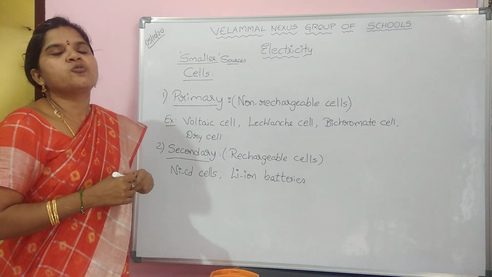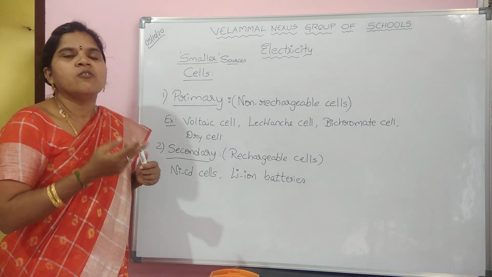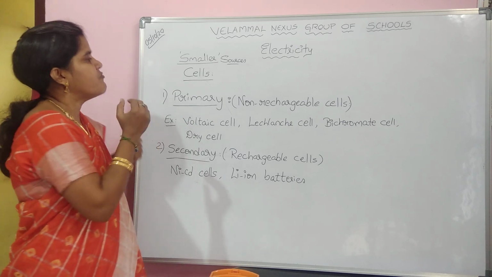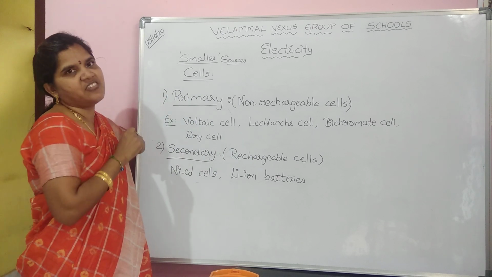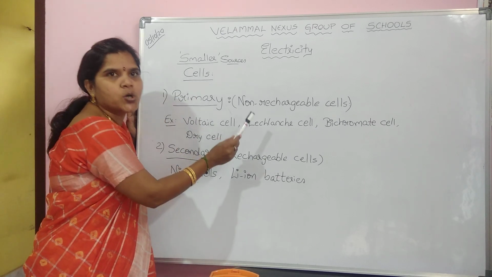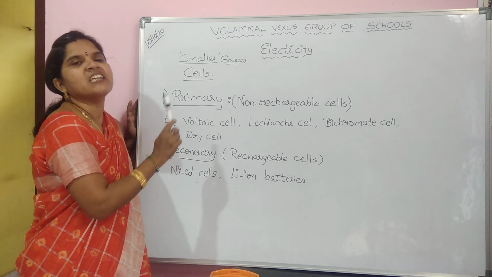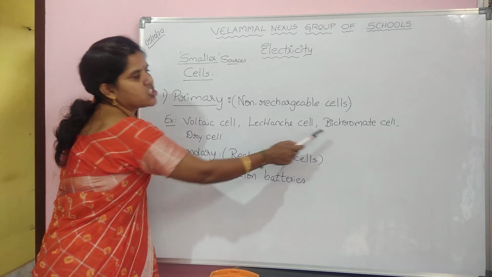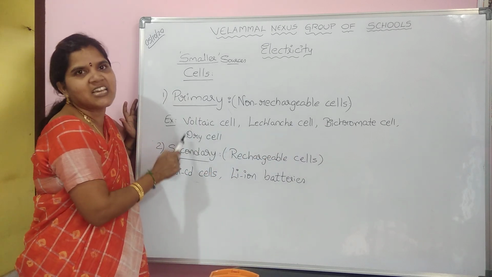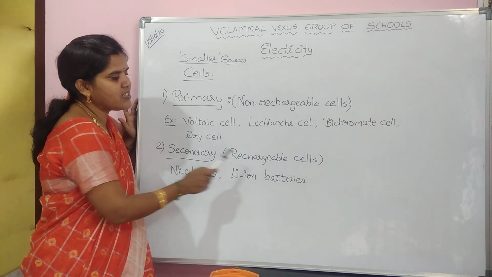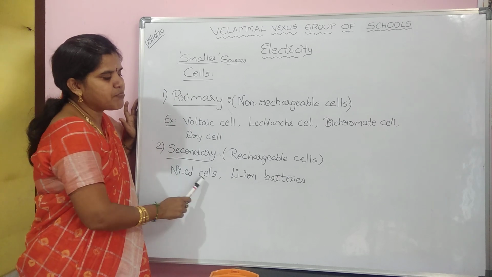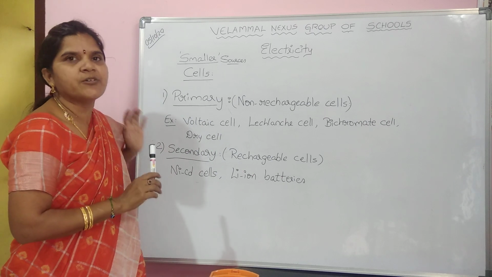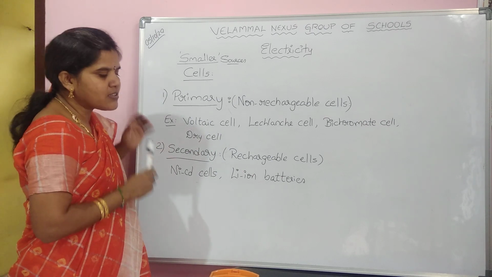So I told you, sources of electrical energy are of two types. One is smaller sources, the other is bigger sources. In smaller sources, we have primary and secondary. What are primary? They are non-rechargeable. What are secondary? They are rechargeable. In primary, examples are voltaic, Leclanche, bichromate and dry cell. Dry cell I gave you an explanation. Secondary cells are rechargeable cells: nickel cadmium cells, lithium ion batteries. These explanations are also not required for your level, children. Okay children, these are smaller sources.